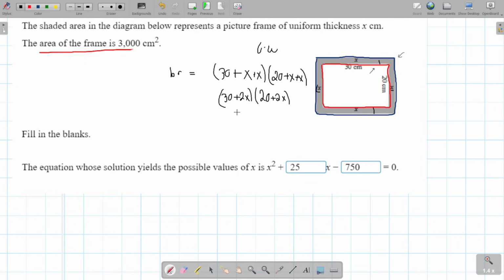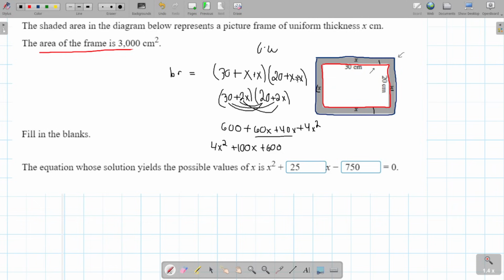This is the way you solve. And how do you find the equation for this? 30 times 20 is 600. 30 times 2x is 60x. 2x times 20 is 40x. 2x times 2x is 4x squared. So you're going to get the area of the big rectangle is 4x squared plus 100x plus 600. Why 100? Because 60x plus 40x.